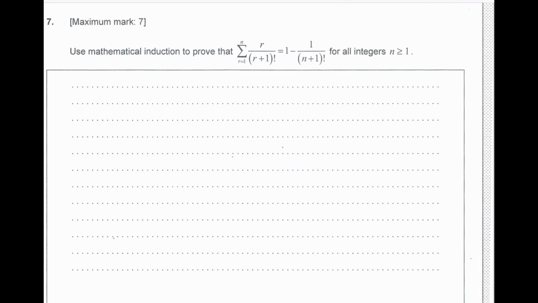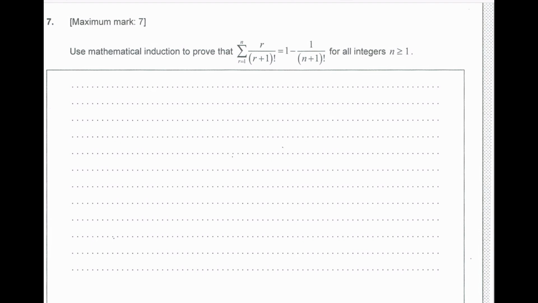In this video, let's solve question 7. In this question, we want to prove an equality by mathematical induction. The equality is the summation of r from 1 to n of r over (r plus 1) factorial is equal to 1 minus 1 over (n plus 1) factorial, for all integers n greater than or equal to 1.